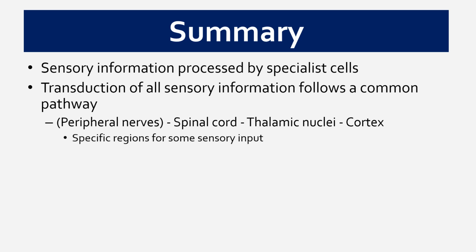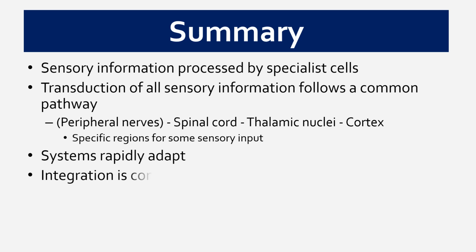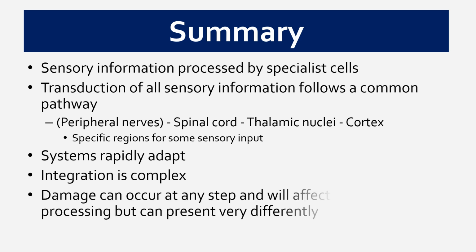There are specific regions for processing some types of sensory inputs, such as the primary visual cortex, and most sensory systems rapidly adapt and can turn their sensitivity up or down depending upon the strength of the sensory input. Sensory information is integrated. That integration is complex. It involves both the thalamus and the cortex and other regions. And damage at any step along this pathway that we talked about in this video can and will affect sensory processing, but the presentations of those perturbations can be very different.